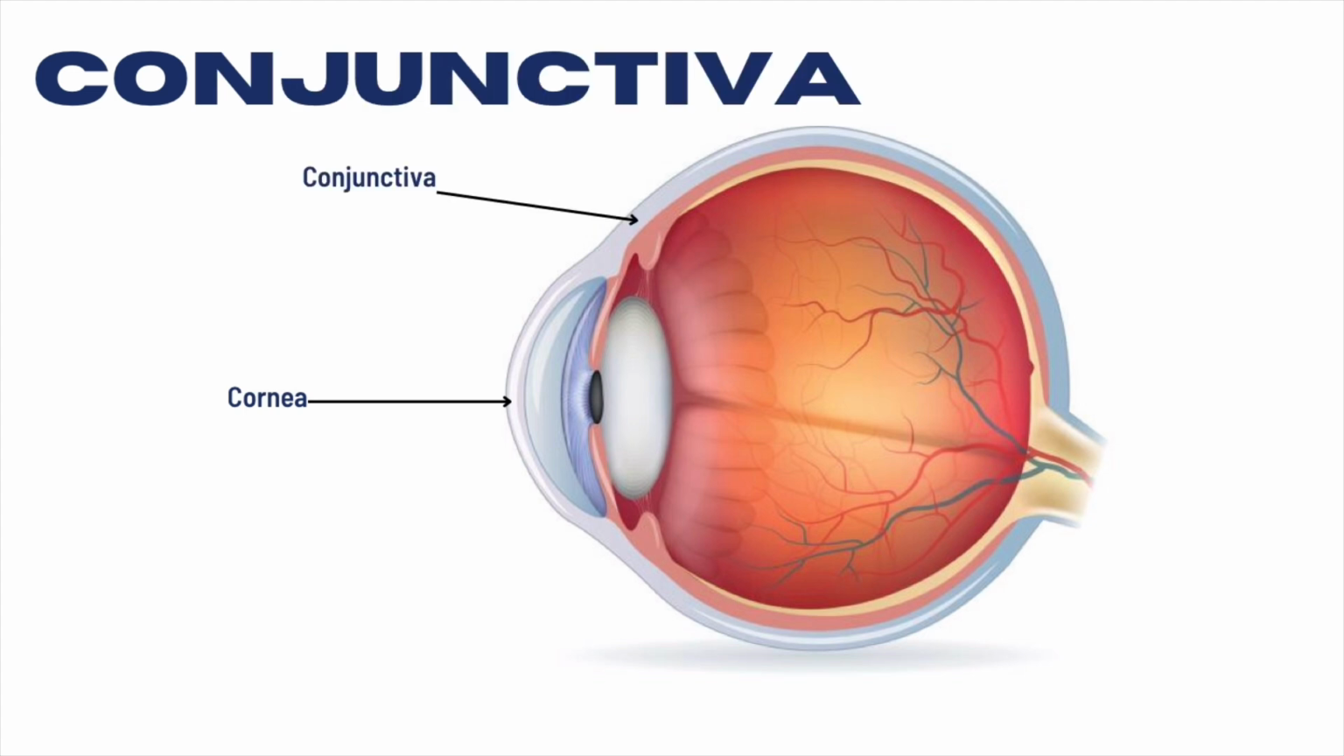Next, we go to the conjunctiva, the clear membrane that covers the sclera and lines the inner portion of the eyelid. The superior conjunctiva is the top of the cornea, and the inferior conjunctiva is the bottom of the cornea.